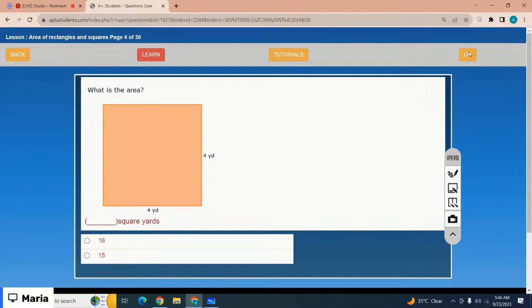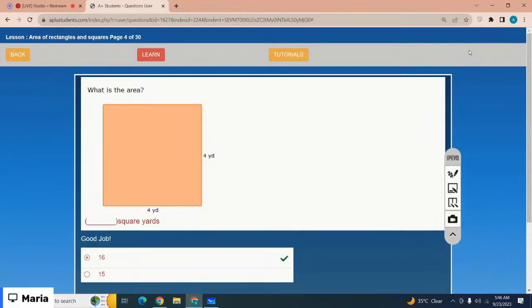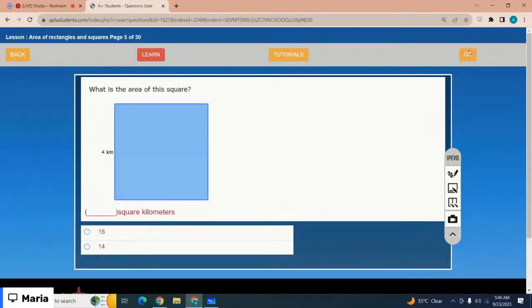Okay, what is the area of the square? Yes, you have to do 4 times 4, and 4 times 4 equals 16. So the correct option is 16 square yards. Okay, what is the area of the square?